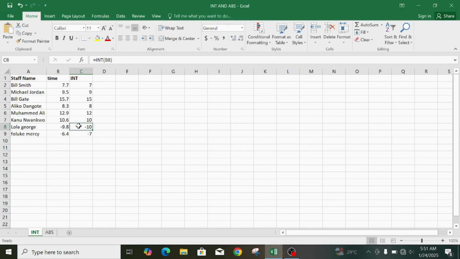So to the nearest integer, when we round down, it is minus 10, because minus 10 is less than minus 9.8. Same thing applies to the next example, which is minus 7 to the nearest integer, because minus 7 is less than minus 6.4, irrespective of whether the 4 is 5 and above. And that's that about int for the integer.